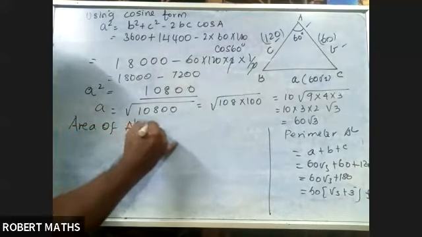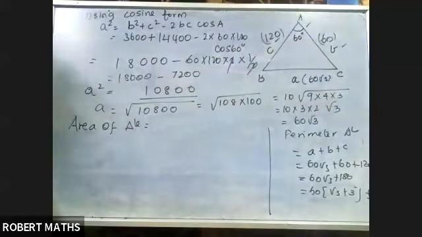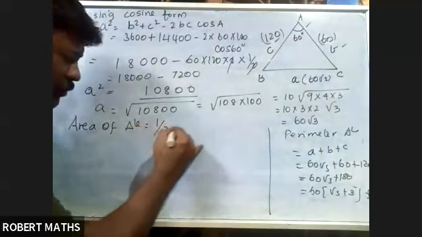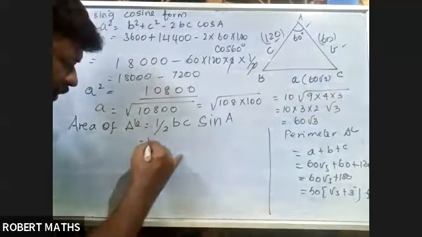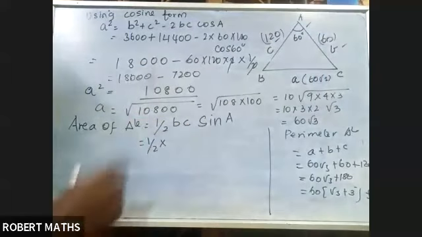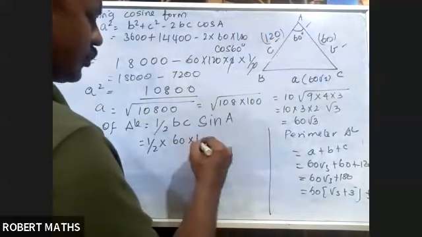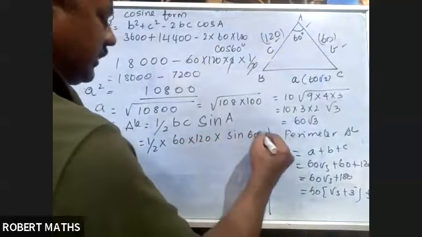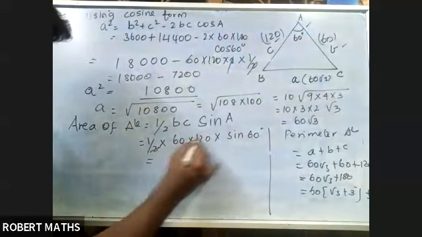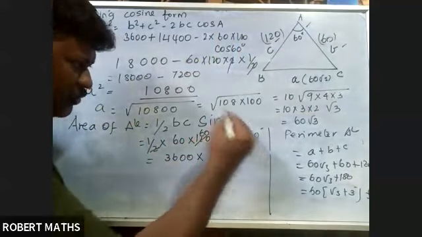So the area of the triangle, the formula: we have triangle ABC, with angle A. So we have to put 1 by 2 into BC into sin A. We'll get 1 by 2 into your B value, which is 60, into your C value, which is 120, into sin A. A is what? 60 degree. We'll get 1 by 2 into 60 into 120, that is 3600 into sin 60 degree.